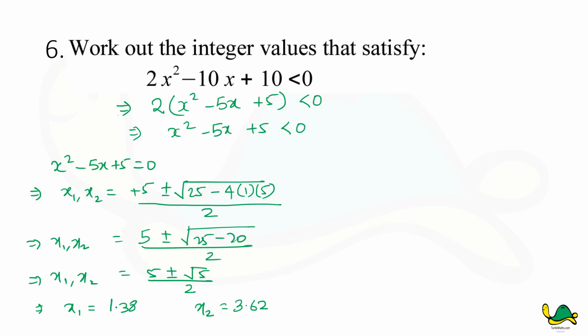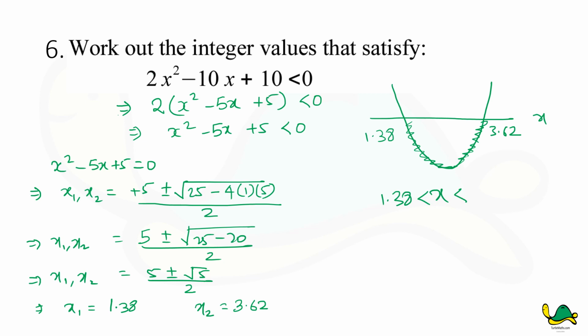Now let's plot it. We have got the coefficient of x square is positive, means happy face or concave up, and the x-intercepts are 1.38 and 3.62, and I want it to be less than 0. Less than 0 means I want it to be in this region. So x is greater than 1.38 and less than 3.62, or x is an element of 1.38 comma 3.62. I don't want to include them since the inequality doesn't include 0, so I will just write the small bracket.